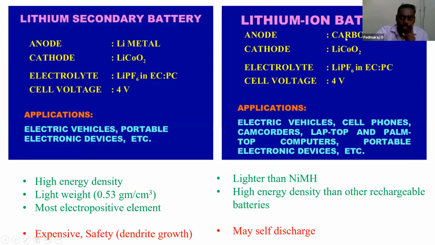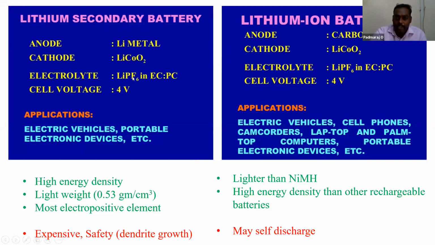If you use carbon as the anode in the battery, that is called a lithium ion battery. If you use lithium metal as the anode, that is called a lithium secondary battery. Clear? This is the main difference between the lithium battery and the lithium ion battery. Don't get confused. Calling a battery with lithium metal anode a lithium ion battery is wrong.